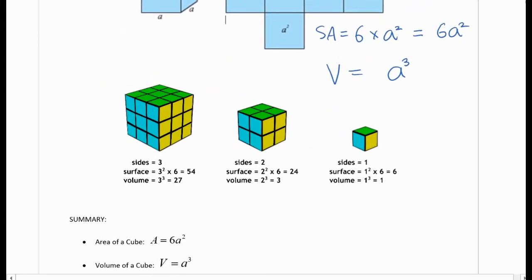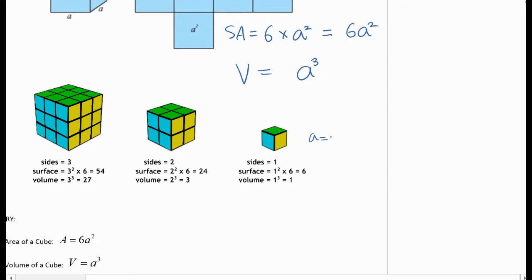Okay, so let's use the formulas, everyone. So we have two formulas. Surface area is 6A squared and volume is A cubed. If the side length is 1, we can just plug 1 into A. So let's plug 1 into A, 1 into A. Then that will be 6 times 1 squared, which becomes 6. And 1 into A, that's 1 cubed. That is 1.